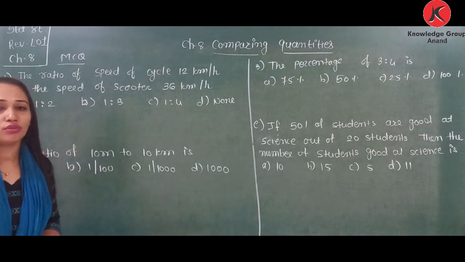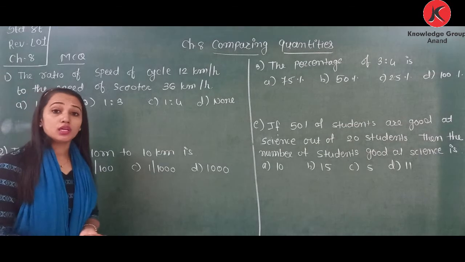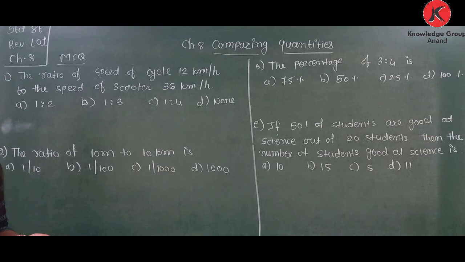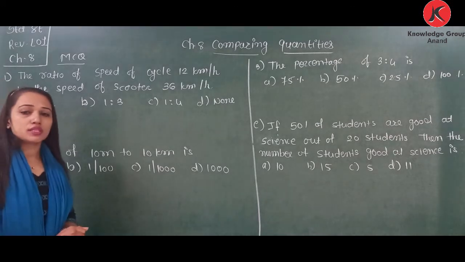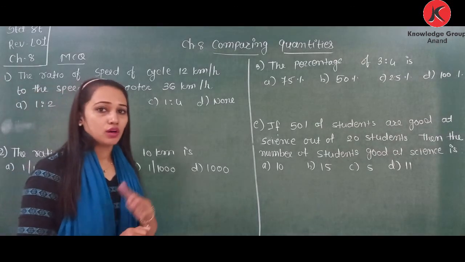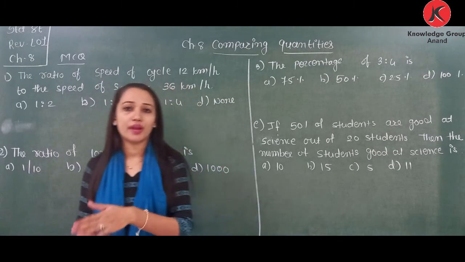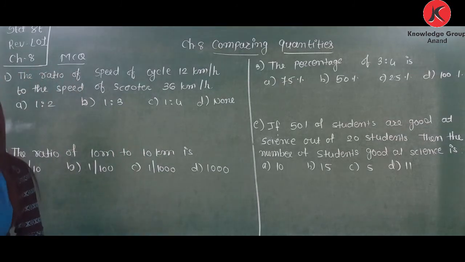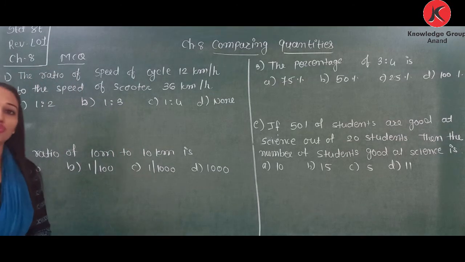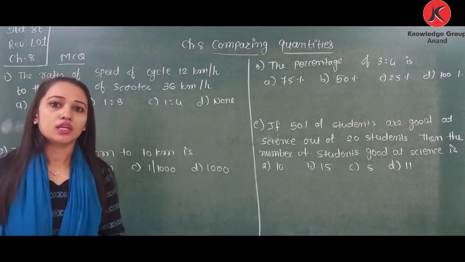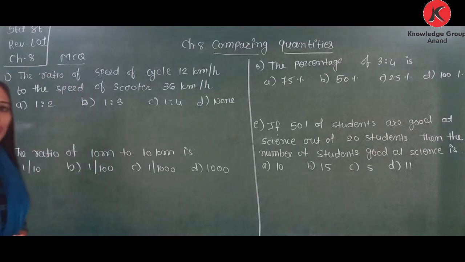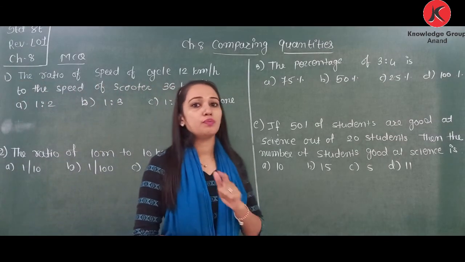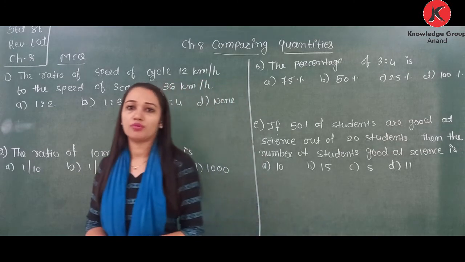Clear? Now what is compound interest? Compound interest means the interest is calculated on the principal amount of the previous year. The amount of this year will be the principal of next year, and the amount of that year will be the principal of the third year. That is called compound interest. In compound interest, the principal value changes every year, because the amount of the previous year becomes the principal of the next year. So that's why it is compound interest.